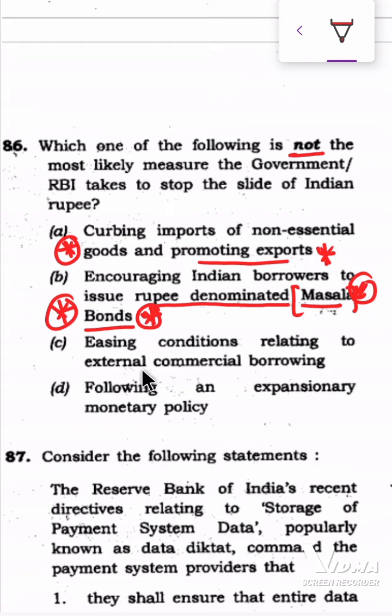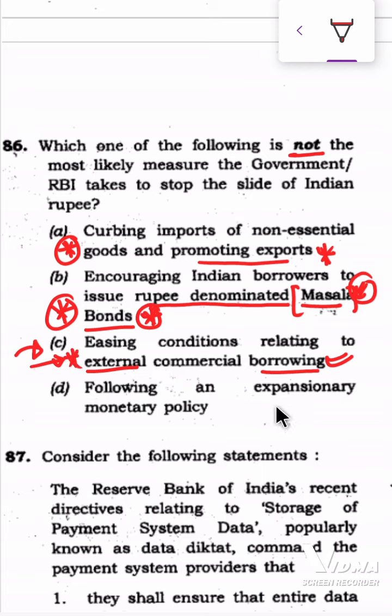Third is easing conditions relating to external commercial borrowing. That is, you can easily borrow from the external market. So when you borrow from the external market, you take dollars from that market, and you store those dollars in your RBI, so that it could hedge against the rupee depreciation and make your economy more solid. So this is also not the right answer.